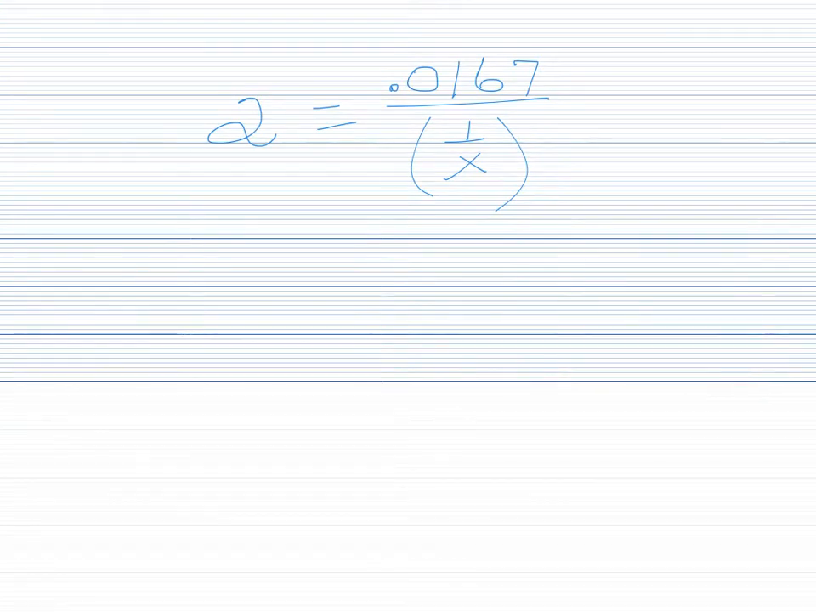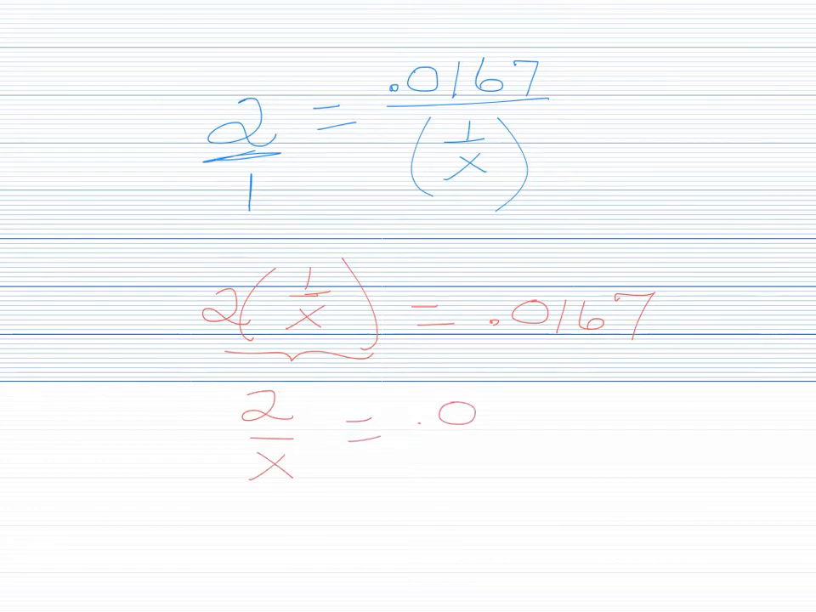Okay, we're on the home stretch. Let's go ahead and cross multiply. So anytime you only have one digit on one side, you can just put it over a 1 if that helps you visualize how to cross multiply. So what we have at this point is 2 times 1 over x equals 0.0167. We combine this, it's just 2 over x equals 0.0167. Now we need to cross multiply again.